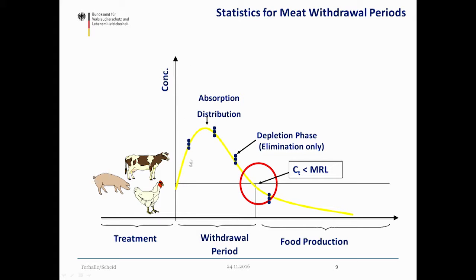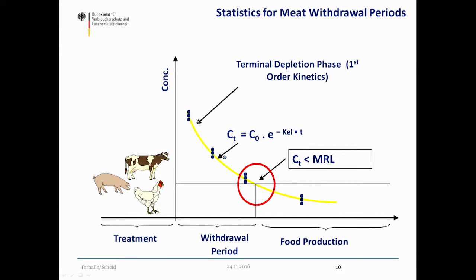So you have here the normal distribution of residue depletion, the residue depletion curve: absorption, distribution, depletion. You would consider only the terminal elimination, when all other processes have ended. And this is the terminal depletion in a logarithmic form.